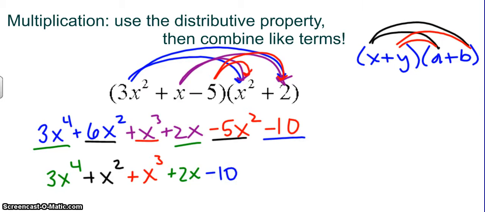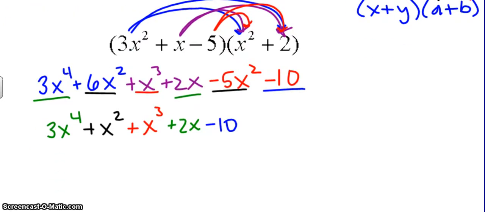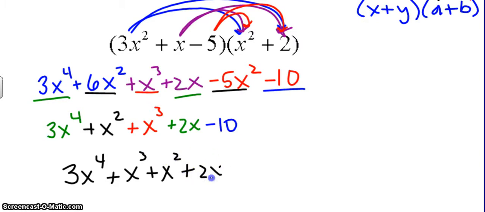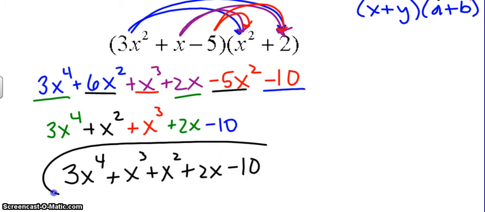Last thing, you might want to write your polynomial in standard form. Usually on a test or a quiz, it will tell you what form we want it in. But good rule of thumb is to get it into standard form. So again, write your terms from highest degree to lowest degree. Final answer.